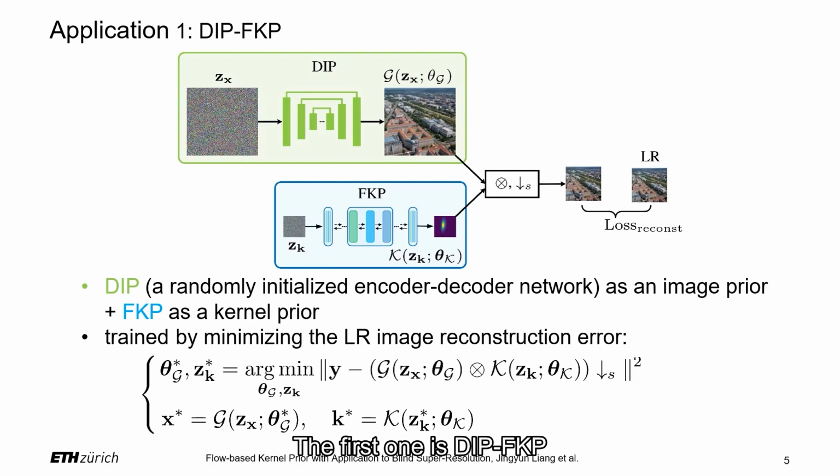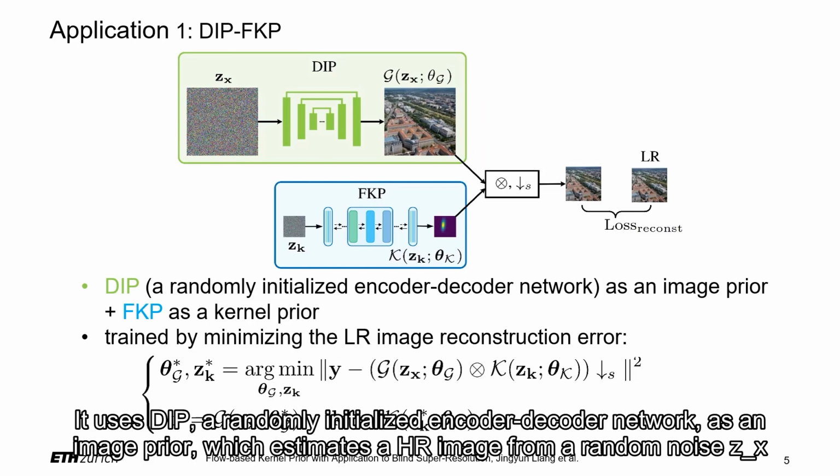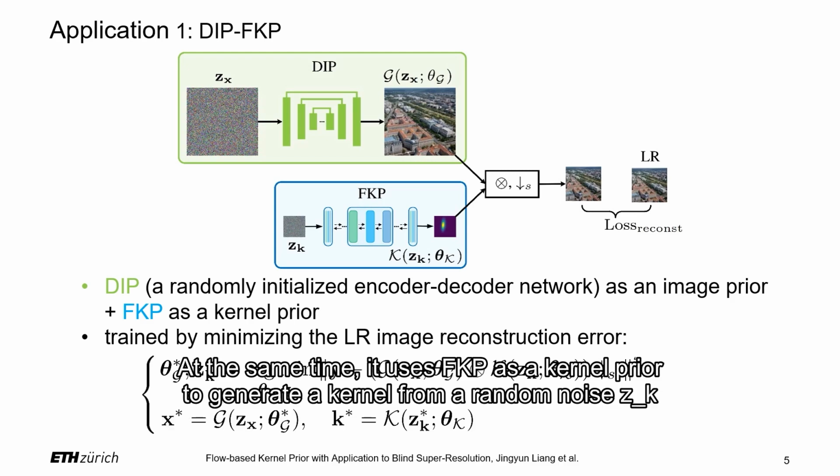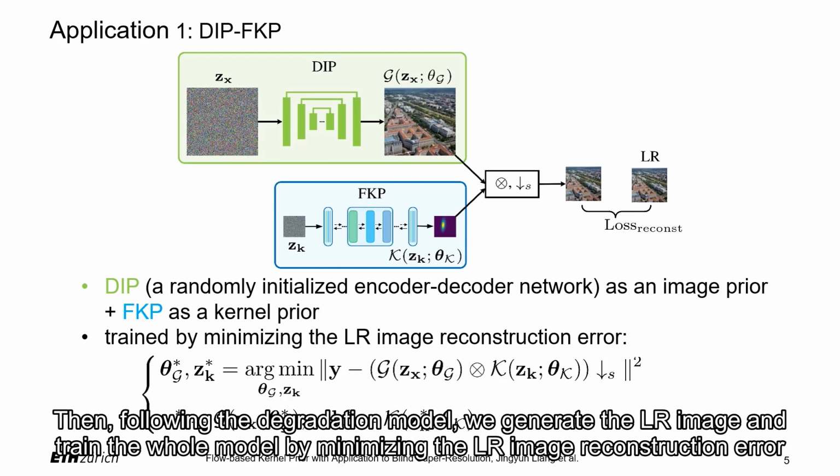The first one is DIP FKP. It uses DIP, a randomly initialized encoder-decoder network, as an image prior, which estimates a HR image from a random noise zeta x. At the same time, it uses FKP as a kernel prior to generate a kernel from a random noise zeta k. Then, following the degradation model, we generate the LR image and train the whole model by minimizing the LR image reconstruction error.